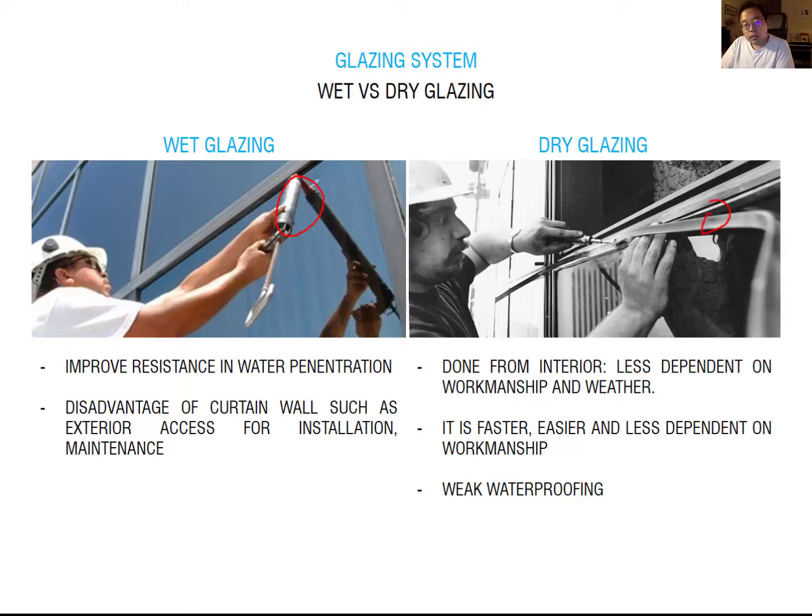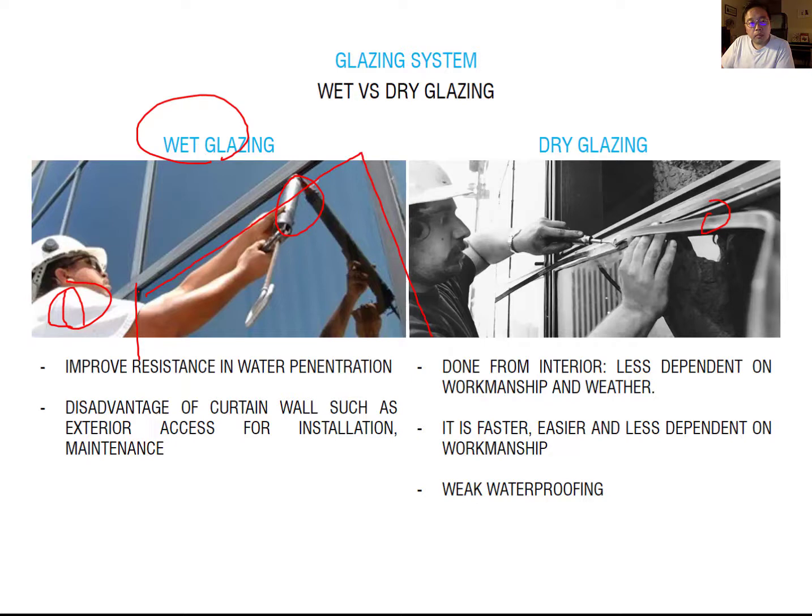So what is the difference? What are the advantages and disadvantages of each glazing type? The wet glazing can improve water penetration resistance. However, it has the disadvantage of exterior access for installation, because it has to be installed from the outside when using wet glazing, because it has to be sealed from the outside. So what is the disadvantage of this part? It means the labor has to be skilled workmanship, and it is also affected by the weather and also depends on the labor experience.